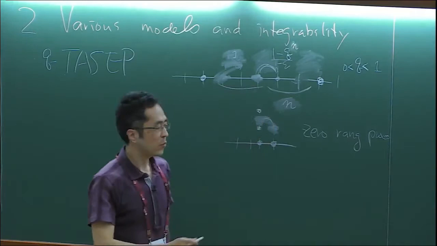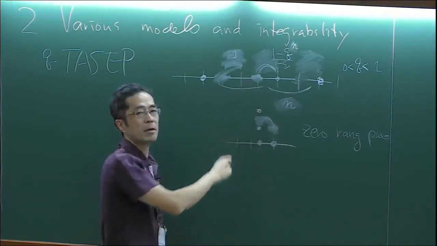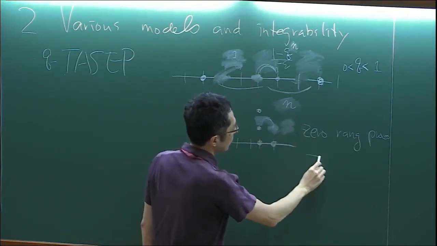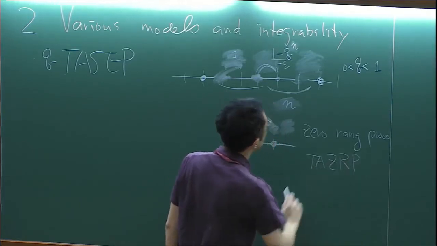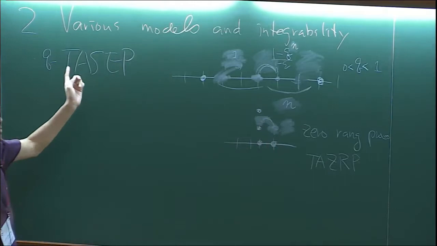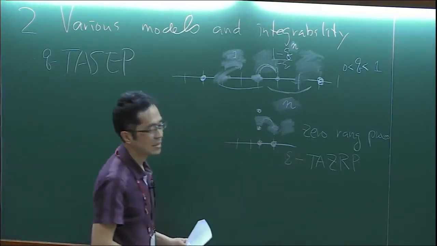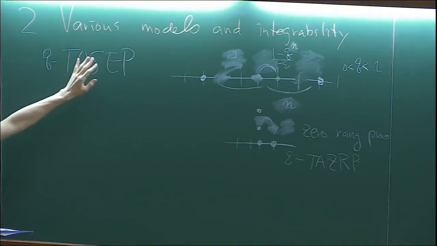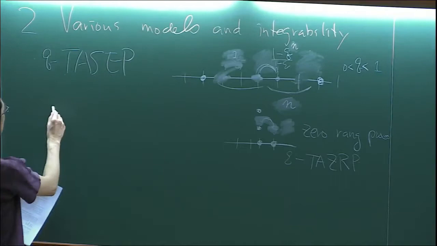In the zero-range process, we can also consider hopping in both directions, but in this particular case, particles hop only in one direction, so in that sense, we are considering the totally asymmetric zero-range process. And because this is coming from q-TASEP, we sometimes call this q-TAZRP. Difficult to pronounce. But anyway, this is one generalization of TASEP. But this is still in continuous time, but there are discrete time versions.